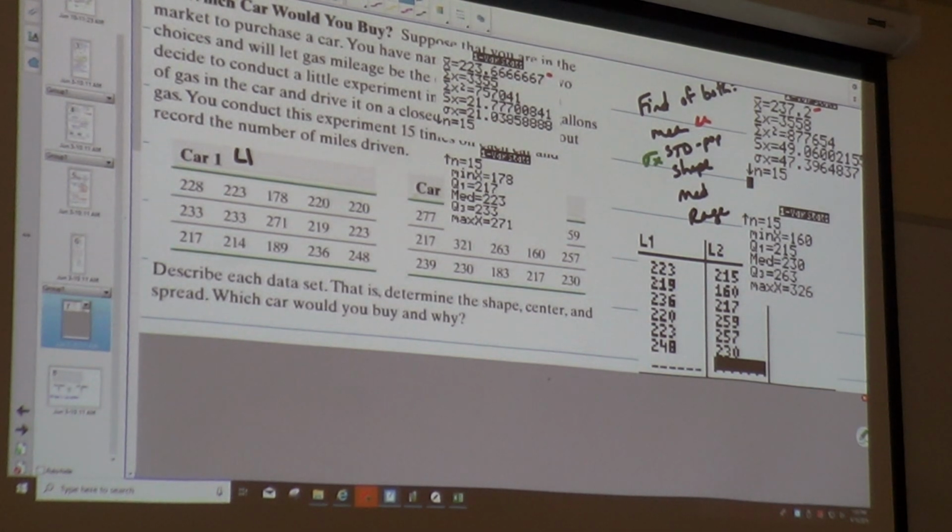Sigma X. So that is going to be here, and that is going to be here. Did I type it in right? Are my numbers looking like yours? I have a question before. How'd you get that?